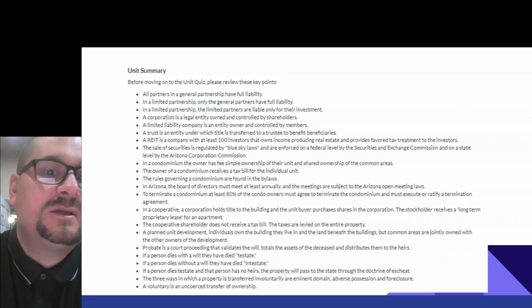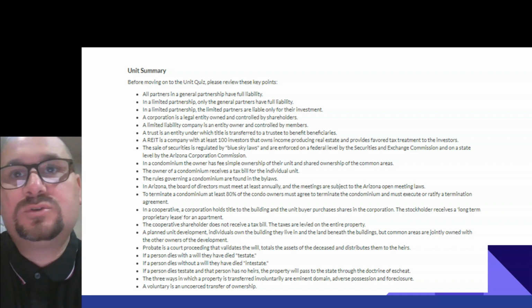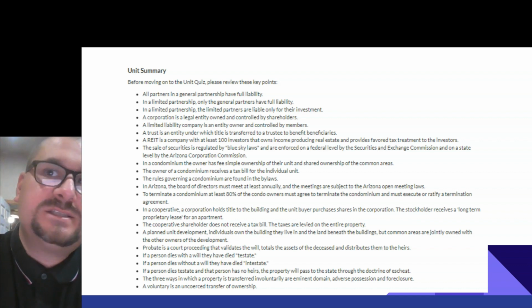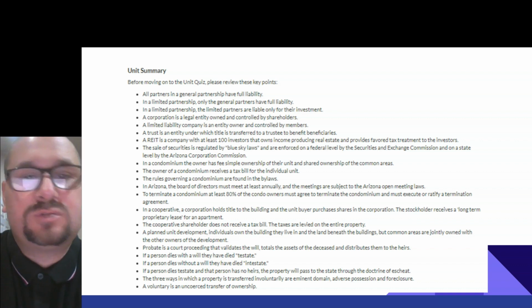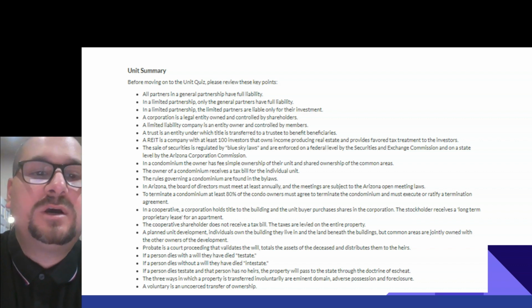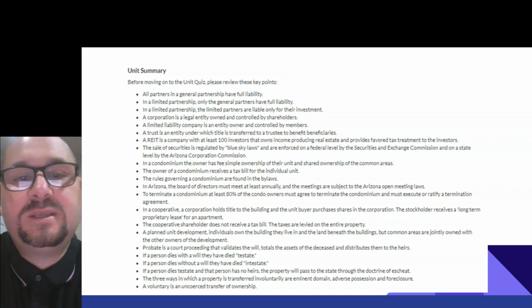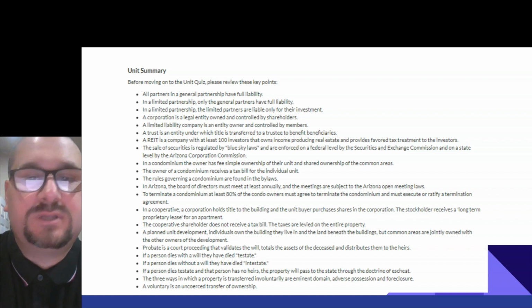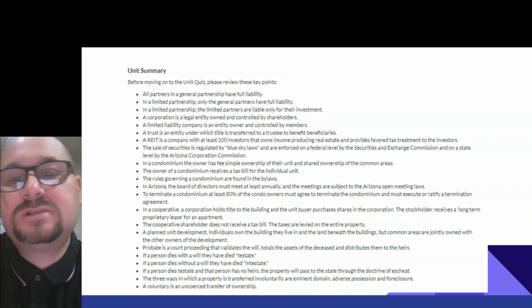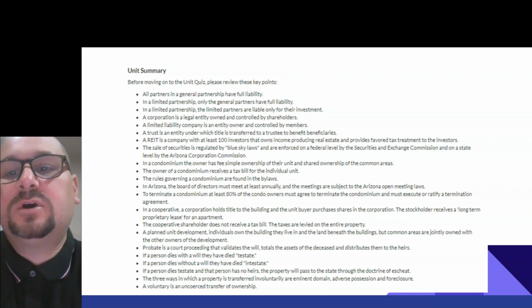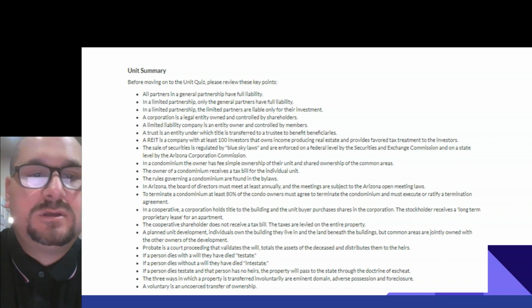So if you buy a condo and you want to know more about the rules, where do you go? You go to the bylaws. Kind of like an HOA, the bylaws and the CC&Rs, covenants and restrictions, those are the rules of living and owning those properties. In Arizona, a board of directors must meet at least annually, and the meetings are subject to the Arizona open meeting laws.